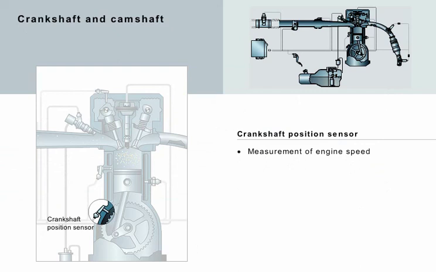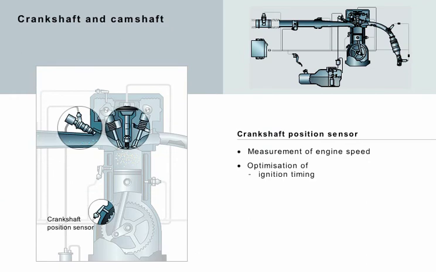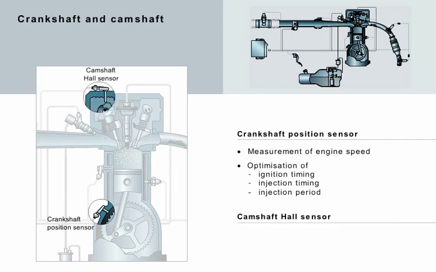The engine speed is recorded as one of the main operating condition variables by the crankshaft position sensor. Corresponding to the engine speed, the ignition timing and the injection period and timing are optimized, thus improving the composition of the mixture. The camshaft hall sensor records the position of the camshafts. The camshafts control the inlet and outlet valves of the engine. The exchange of gases, that is the intake of the mixture and outtake of exhaust gases, also takes place here.